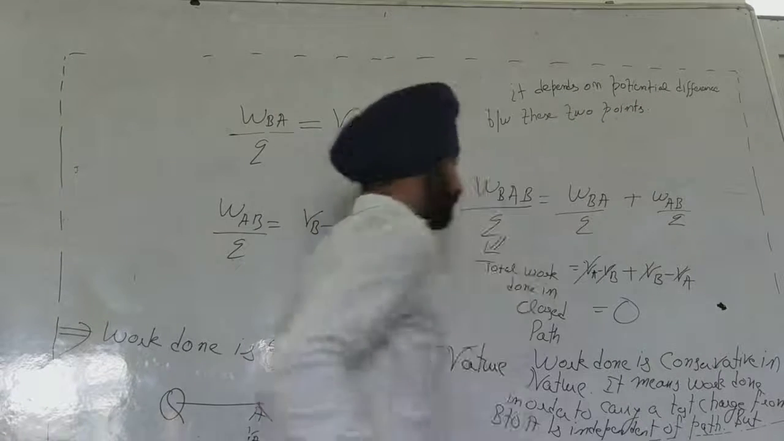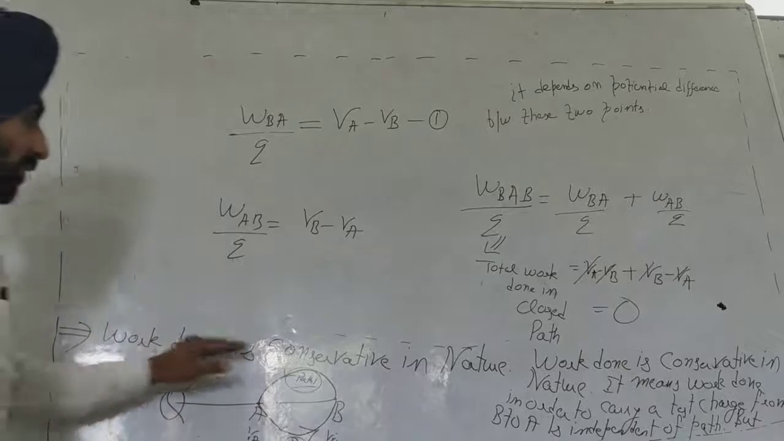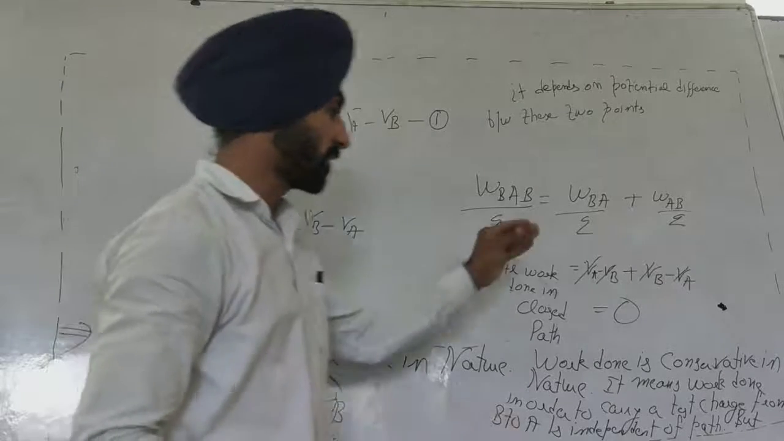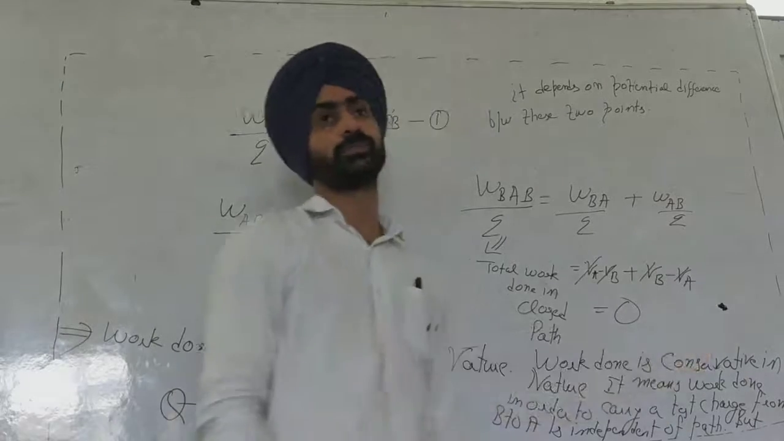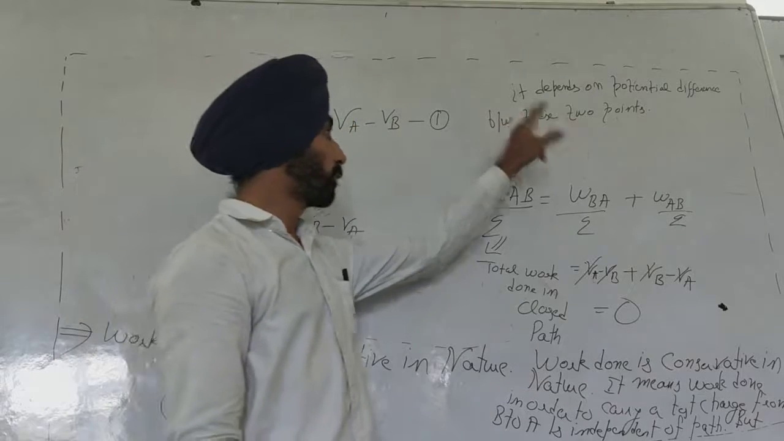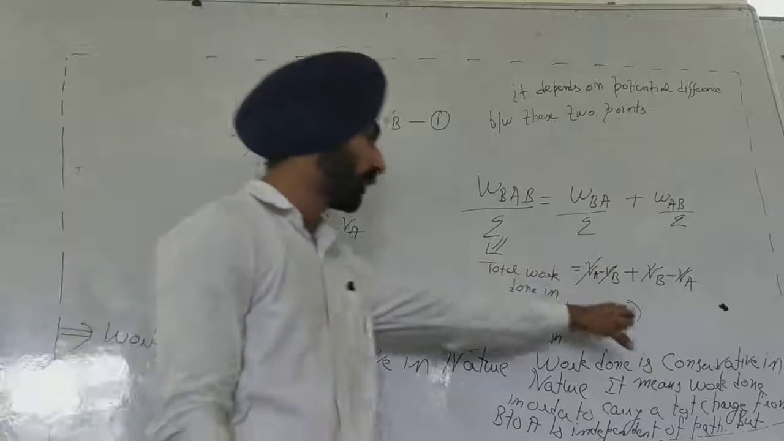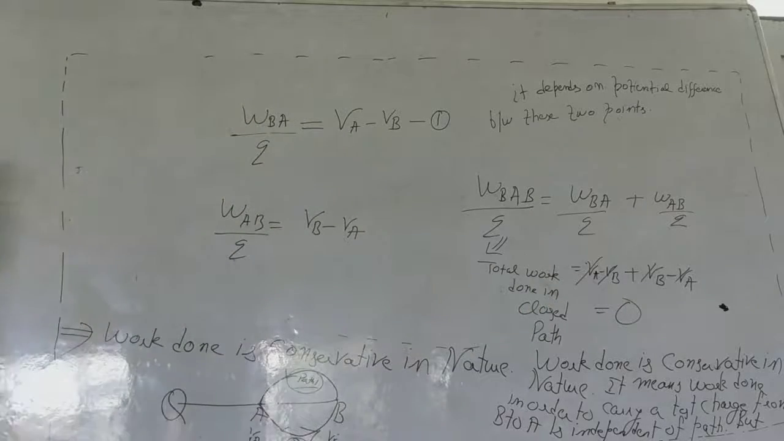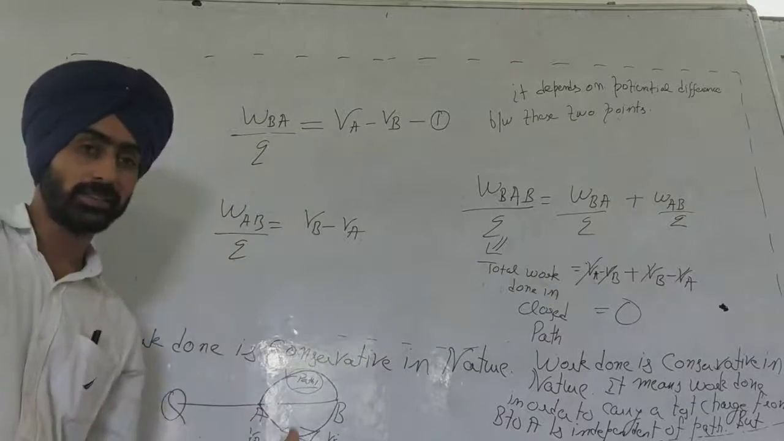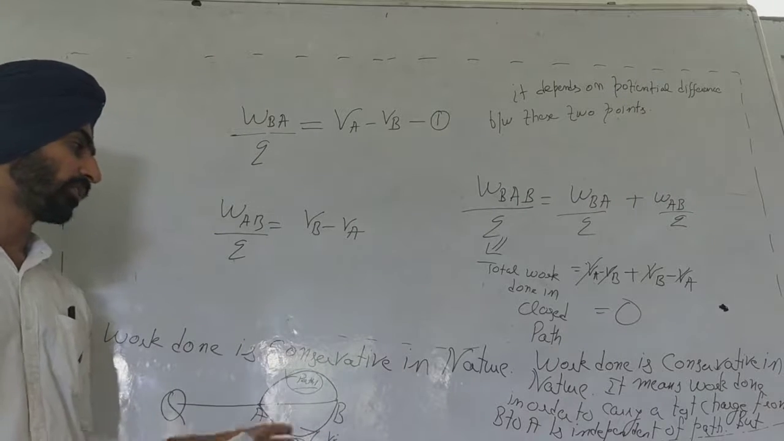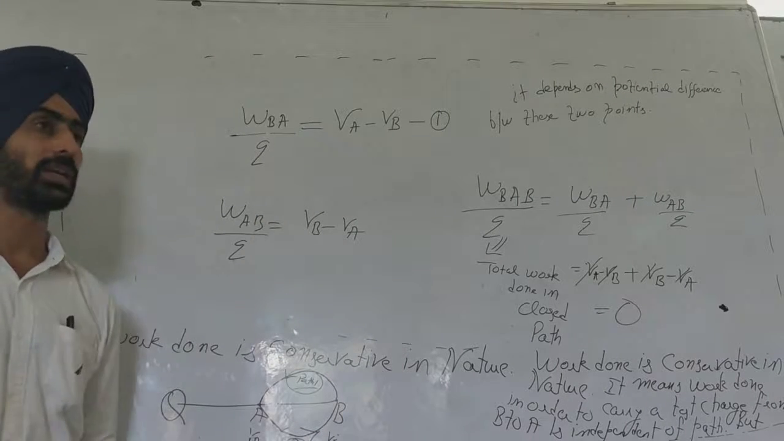So this is the concept. Work done is conservative in nature means it is independent of the path, but it depends on the potential difference between these 2 points. So work done in a closed path will be 0. There is only a definition in the NCERT. There is no explanation of this, but we have done the explanation also.